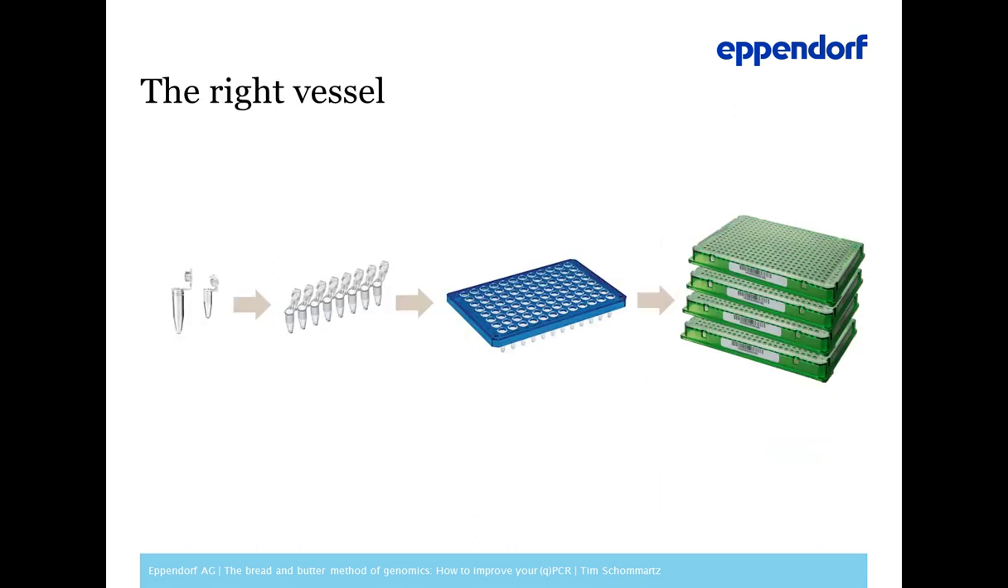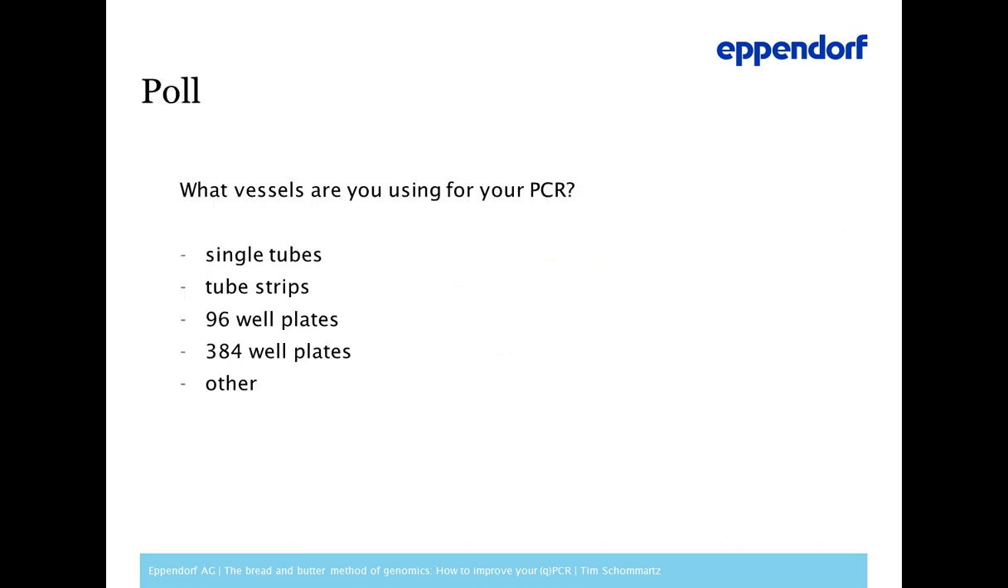But before we come to automation, I want to talk a little bit about the vessels. What I show you here are some very common vessels that are used for PCR and qPCR. So it ranges from single tubes over 8 strips to 96 well plates, and then to 384 well plates. And what I want to know from you is in what kind of vessels are you using for your PCR? Is it single tubes, tube strips, 96 well plates, 384 well plates, or something in a completely different format?